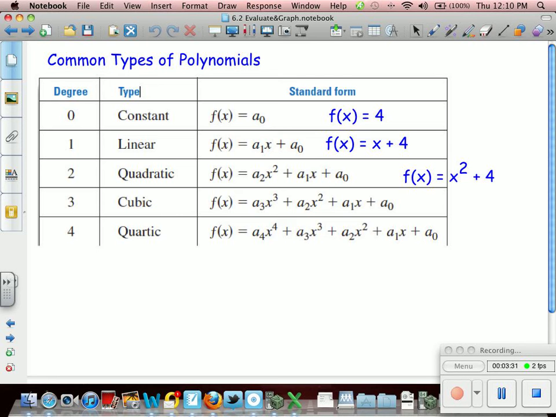If it has a degree of 1, it's a linear equation. F of x equals x plus 4 is an example. If it's a quadratic, we've dealt with those before. It's when you have an exponent of 2, so degree of 2. Degree of 3 would be a cubic, and it would be x to the 3rd power. And a quartic would be one with a degree of 4. And there are more, but those are the main ones that we'll be talking about.